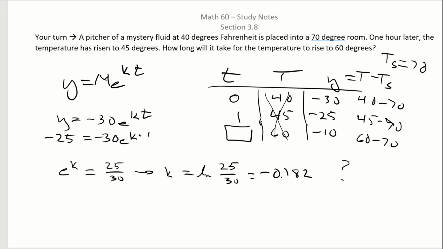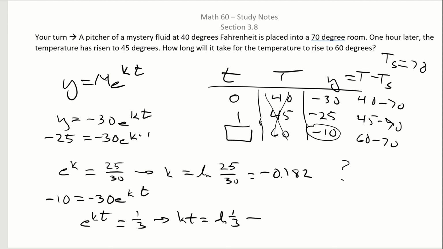I go, well, when y is negative 10, solve for t this time. What is t? Well, it looks like e to the kt is equal to 1/3. So k times t is ln 1/3. So t itself is ln of 1/3 over k. And in that case, it worked out, and I got roughly 6.02. Hours.